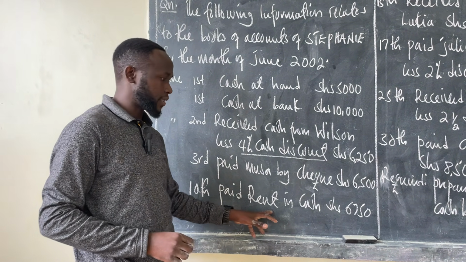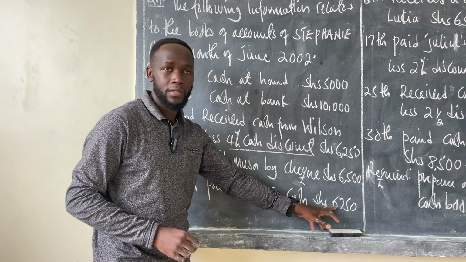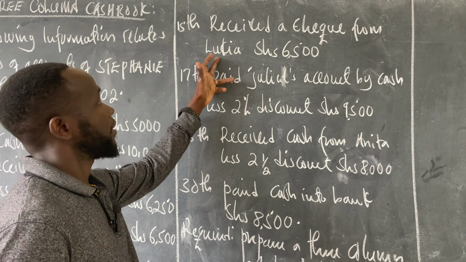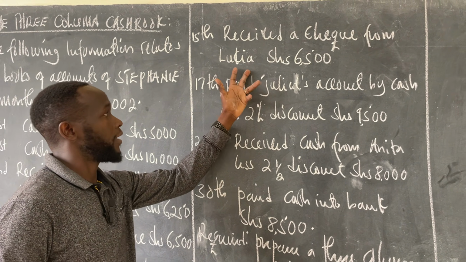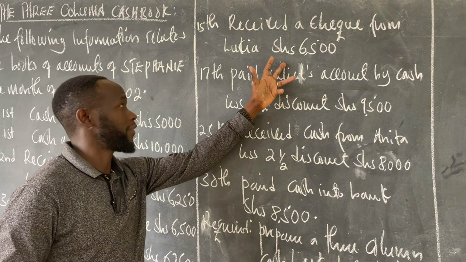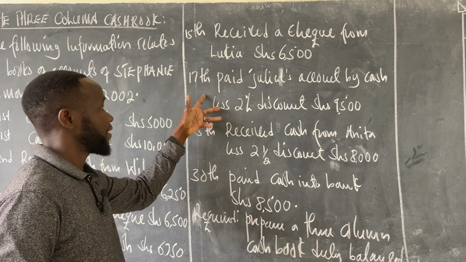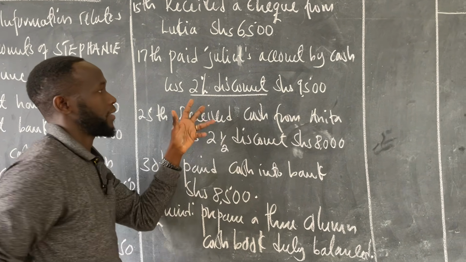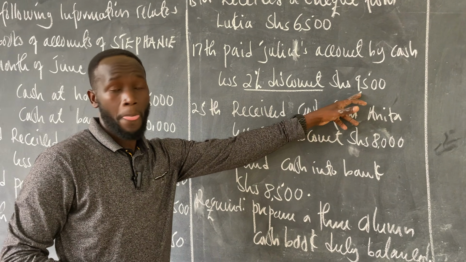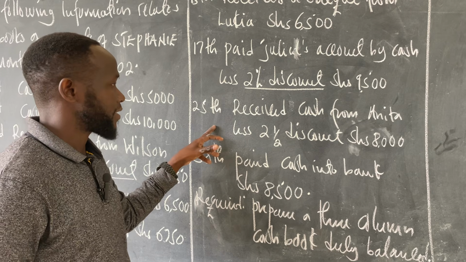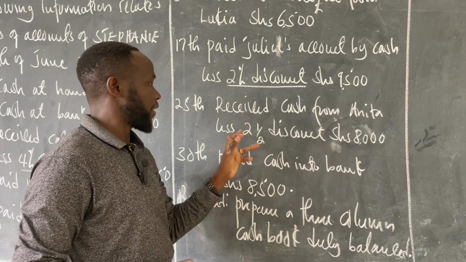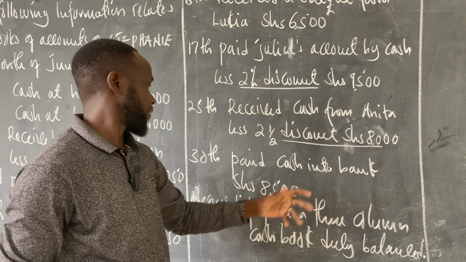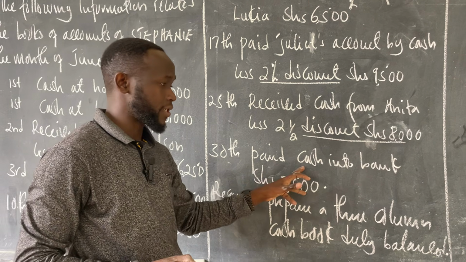On the 10th, paid rent in cash of 6,750 shillings. On the 15th of the same month, she received a check from Lukia of shillings 6,500. And on the 17th, Stephania paid Juliet's account by cash, less 2% discount, at shillings 9,500. On the 25th, Stephania received the cash from Anita, less 2% discount, from this amount, which is 8,000. Now, on the 30th, Stephania paid cash into bank.